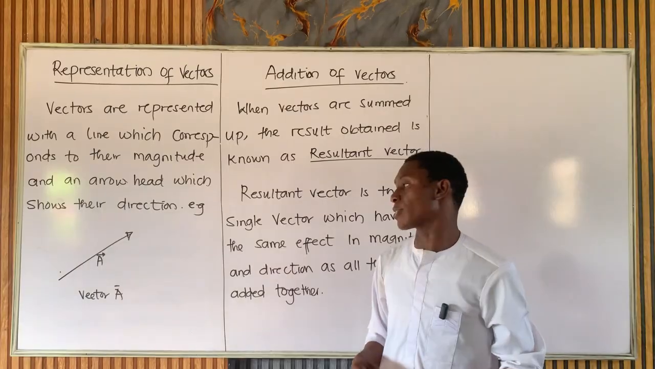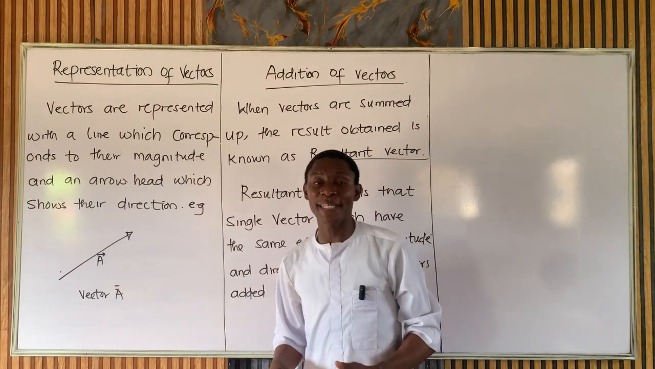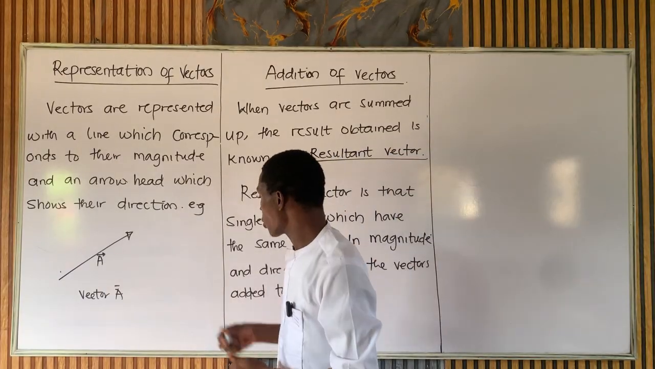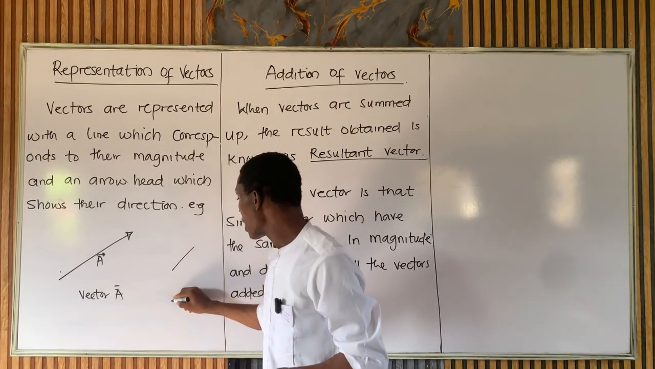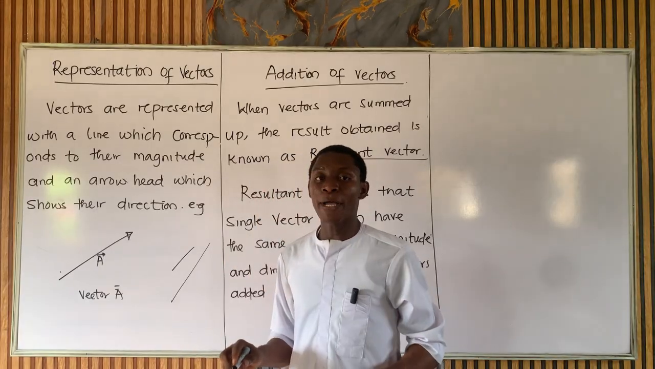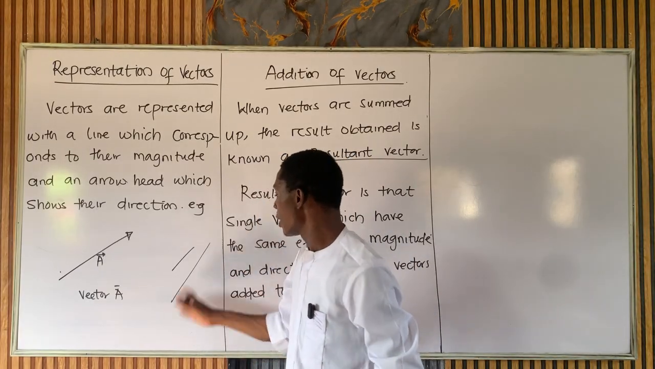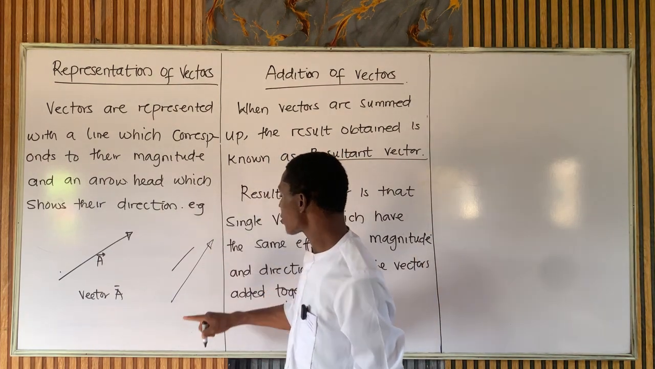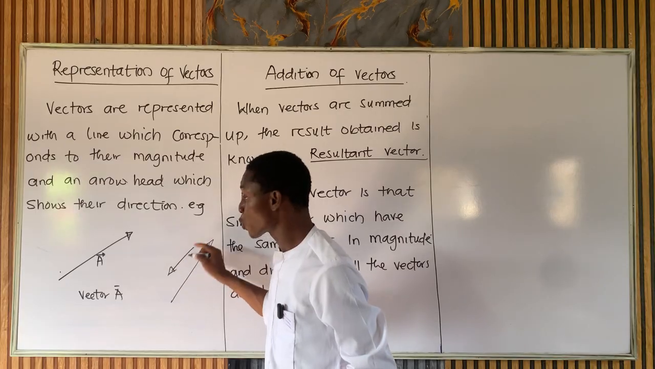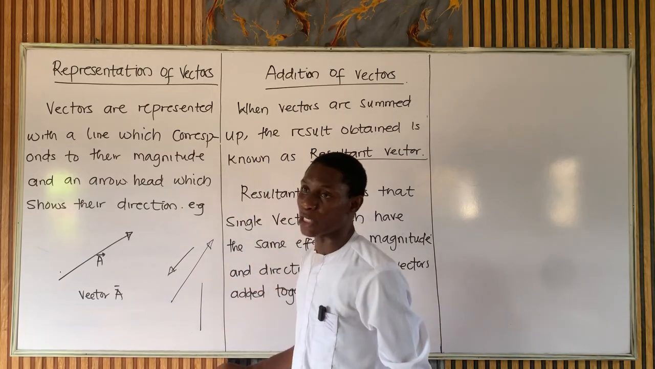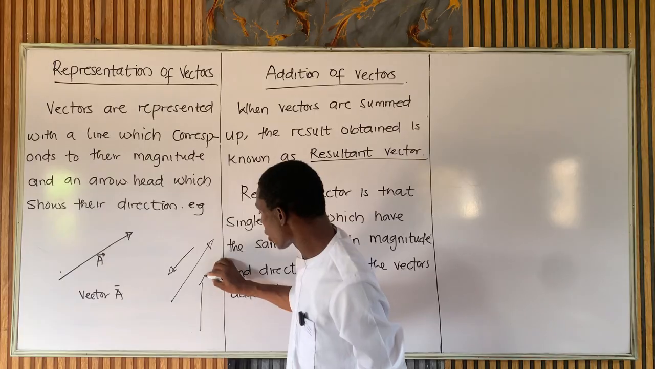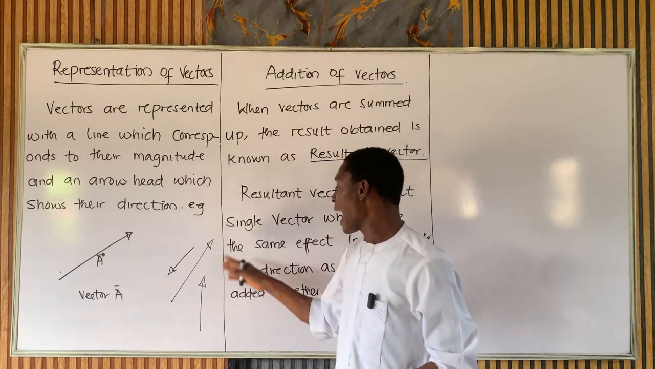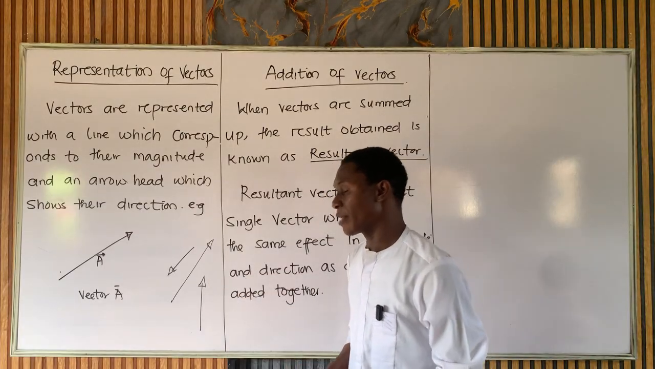Representation of vectors. Vectors are represented with lines which correspond to their magnitude. So if a vector is small, you have a small line. If a vector is big, you have a longer line, a bigger line. Now, it also comes with an arrowhead. Look at this vector now. We don't know its direction. But if I put an arrowhead here, that tells me this vector is going like this. If I put an arrowhead here, then this vector is going down. So if I draw a line, that's not enough to represent vectors. You have to put an arrowhead that shows the direction. So while the line shows the magnitude of the vector, the arrowhead shows the direction of the vector.